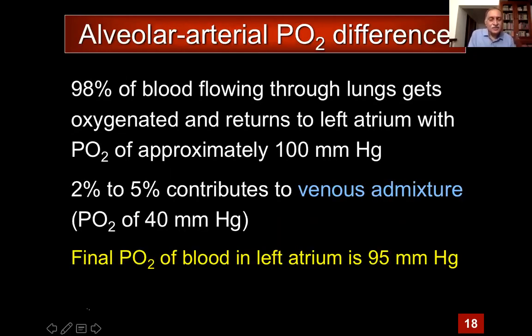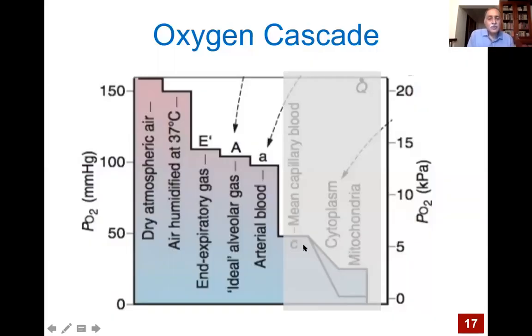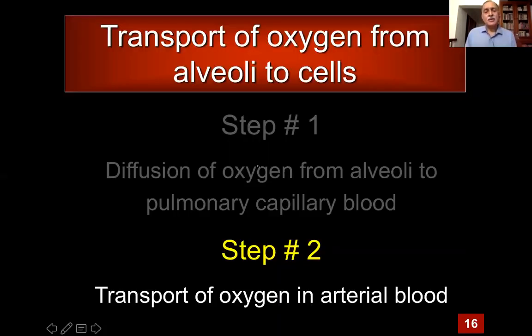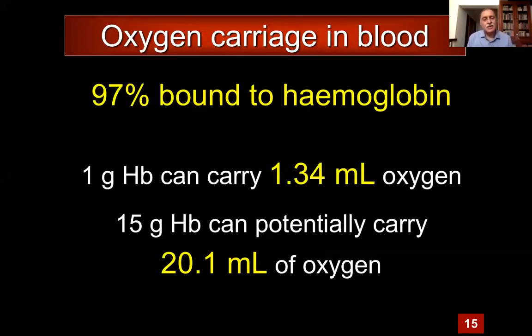As a result of this, the final PO2 of blood in the left atrium is around 95 millimeters of mercury, which is what you find here in the next step. As blood left the ideal alveolar gas, it had an arterial oxygen tension of 100 millimeters of mercury. But because of the physiological shunts we just discussed, the arterial blood reaching the left atrium has a value a few millimeters of mercury below 100, and we can take around 95 millimeters of mercury as representative. So having done with the first step, that is diffusion of oxygen from the alveoli to the pulmonary capillary, we now need to see how this oxygen is transported in the arterial blood.